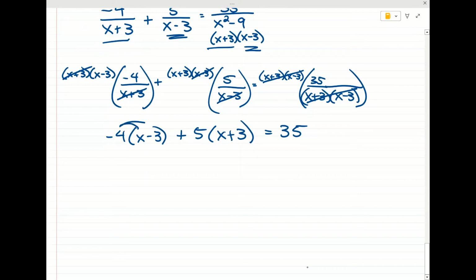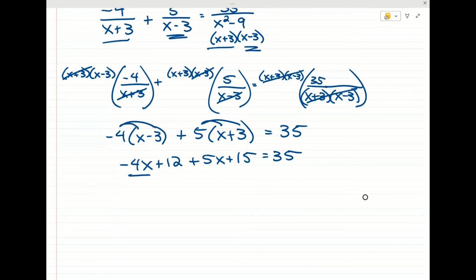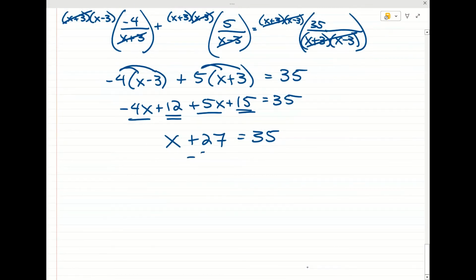So let's go ahead and distribute like we did in our first problem, and we'll go ahead and solve for x. Negative 4x plus 12 plus 5x plus 15 is equal to 35. Combining our like terms would be x, and then 12 plus 15 is 27. We could subtract 27, and x would be 8.